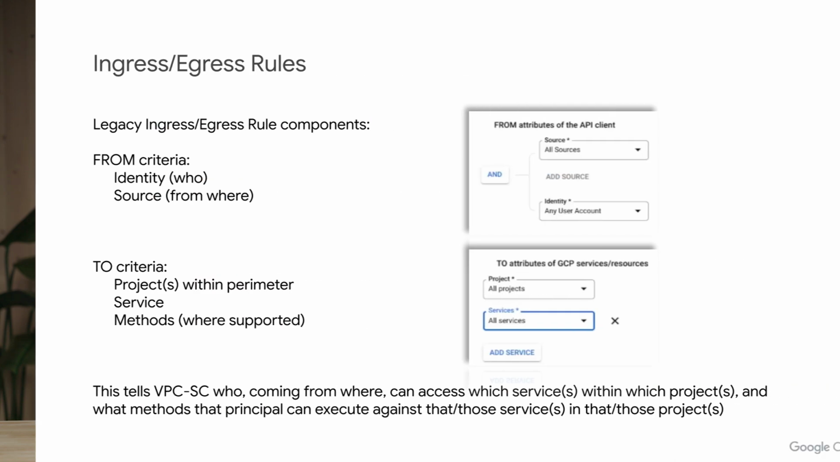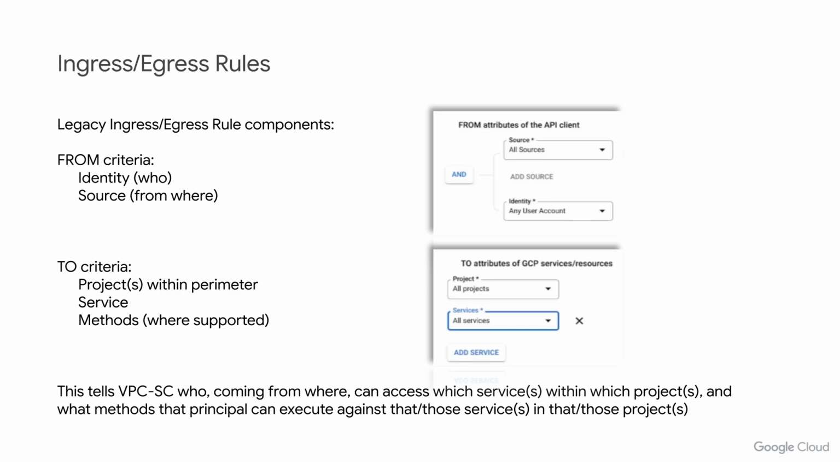Today, we're discussing VPC Service Controls, or VPCSC in short, our solution for preventing data exfiltration from managed services in Google Cloud. Specifically, we'll be discussing the integration of identity and access management, or IAM, roles directly into your service perimeter ingress and egress policies.